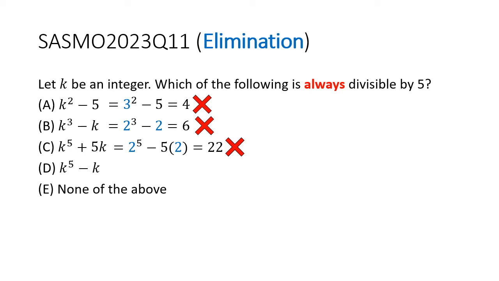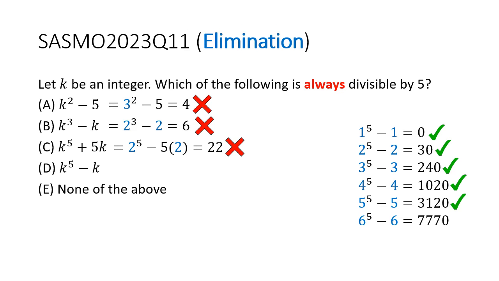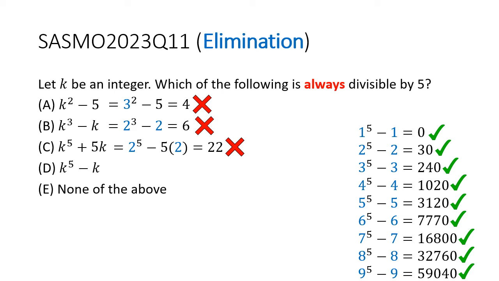So let's try to eliminate D. So we can substitute 1, 2, 3. Oops, they all seem to work. I've shown you the testing all the way to k equals 9. You see that every option works. So we are very likely to choose option D here.